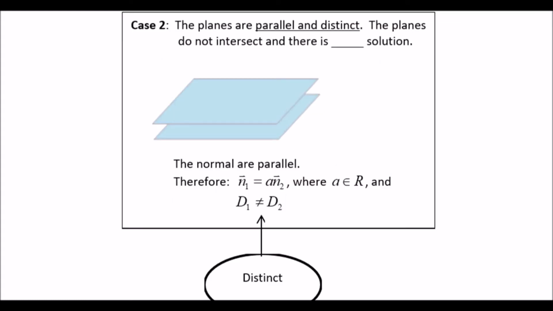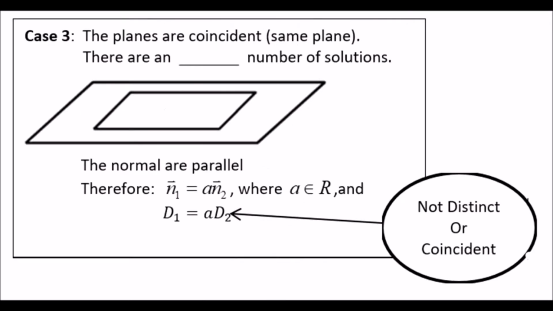Next one. The planes are parallel and distinct. The planes do not intersect, so then there is no solution. The planes are parallel. That means that one is a scalar of the other. However, the d values, and I don't really agree with this, this should really say d1 is not equal to a scalar multiple of d2. So they're not scalars of each other. The constants there in the equations, and that just means that they are distinct, so they are different planes.